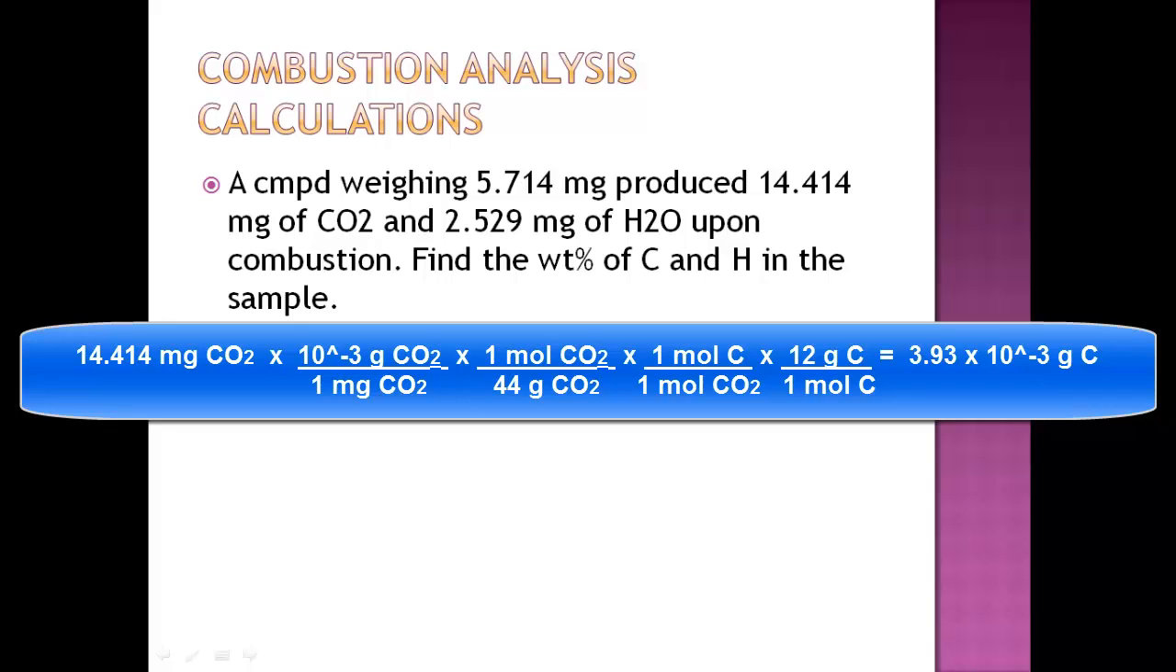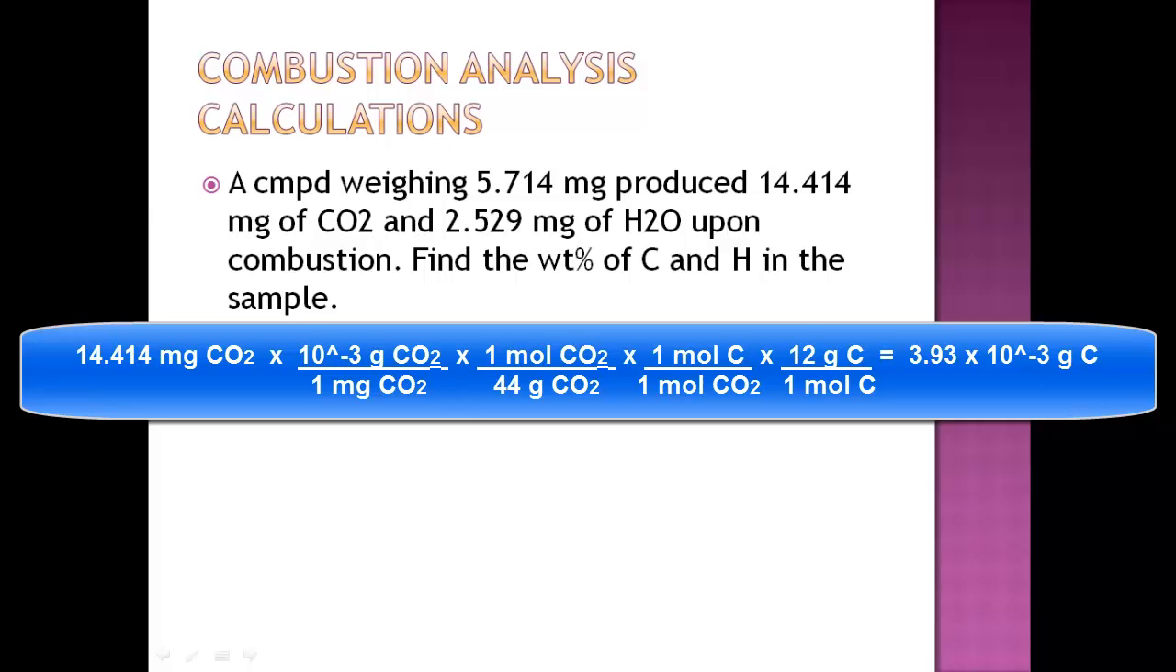If you are looking in your book, realize that the answers are a little bit different, because I'm just rounding the molecular masses of carbon. They're actually using all of the digits for the molar masses, so I'm doing it the fast way. So I got 3.93 times 10 to the negative 3 grams of carbon.